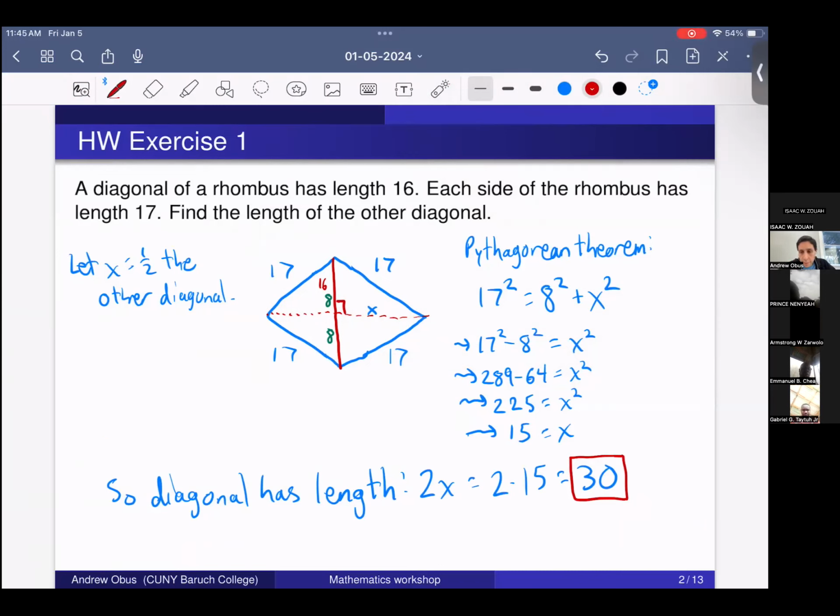Okay. So any questions on this exercise? It's a pretty straightforward Pythagorean theorem exercise. You just have to have the diagram drawn correctly and realize that you have this right angle, and so you can find this x over here. You can use that x and solve for the x using Pythagorean theorem. Okay, any questions about this?